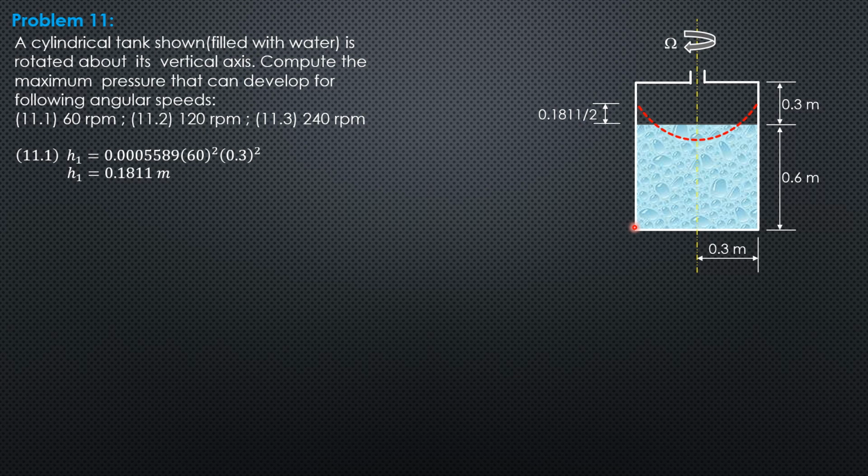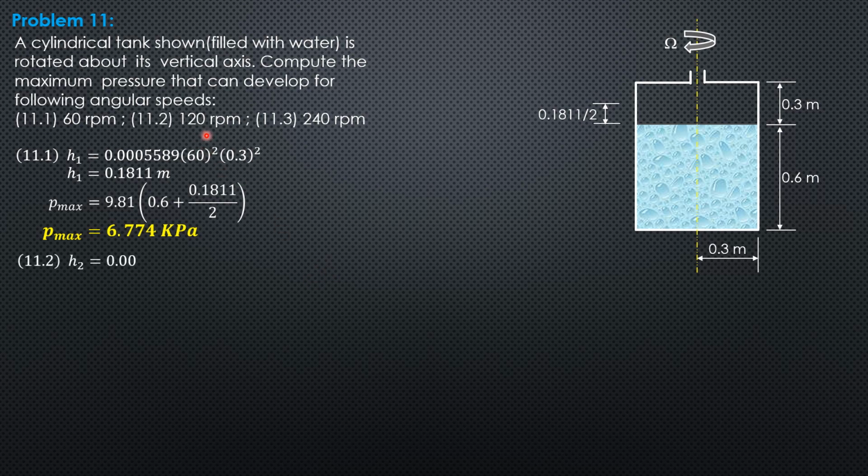So the pressure is gamma times h, the specific weight of water times h, and the depth is, because this is zero pressure, h equals 0.6 plus 0.1811 over 2. So 9.81 times 0.6 plus 0.1811 over 2, and that would be equal to 6.774 kilopascals.